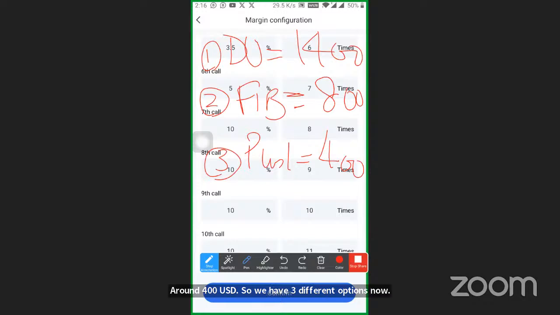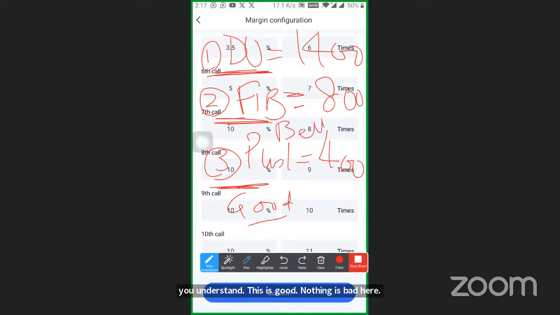Someone can choose any of these depending on the capital. Don't compromise on the strategy. If you can afford a better strategy, don't compromise on it, because this one will be slow, this will be average, but this will be the fastest. I hope you understand. This is good. Nothing is bad here. This is still good, but this is better than +1. But this is the best one. The best one remains the double up.